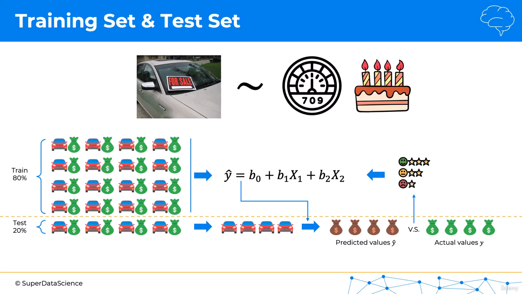Is it doing a good job? Is it doing a not so good job? And do we need to improve it? And that's how we split a training set and a test set, and that's why it's important to do that.